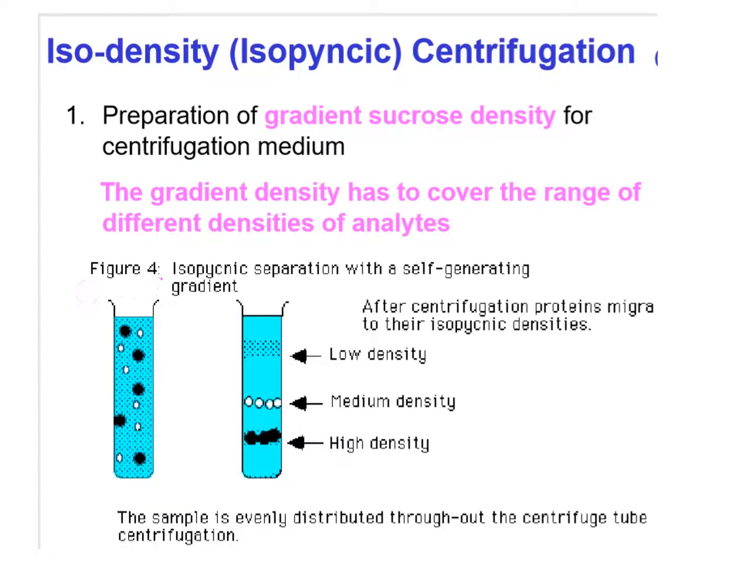So isopycnic, you mix, and then material goes up or down depending on whether low, medium, or high density. Sample has to be evenly distributed throughout to begin with. So this is also known as a self-generating gradient. Since you mix everything, the gradient is not formed. The centrifugation actually forms the density gradient. The previous one, the rate zonal, the gradient's usually already made, and you just put the sample on top. Big difference. Okay, big difference.